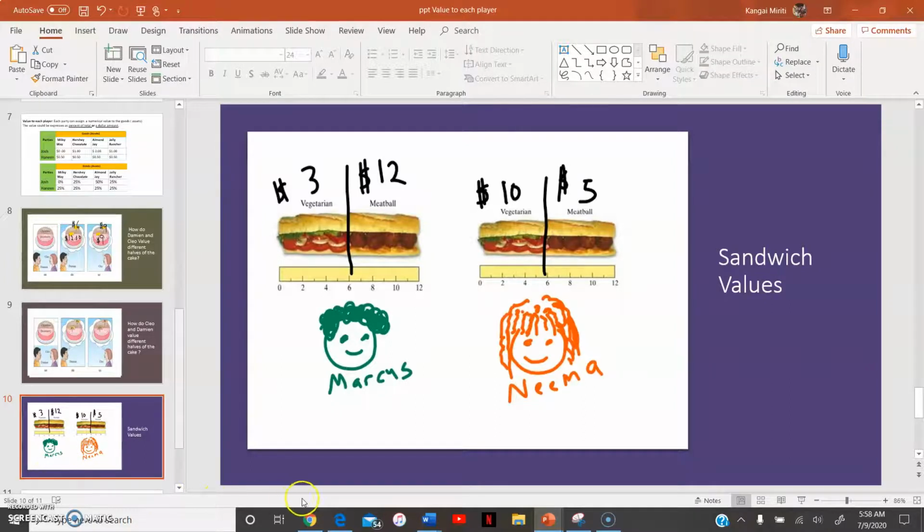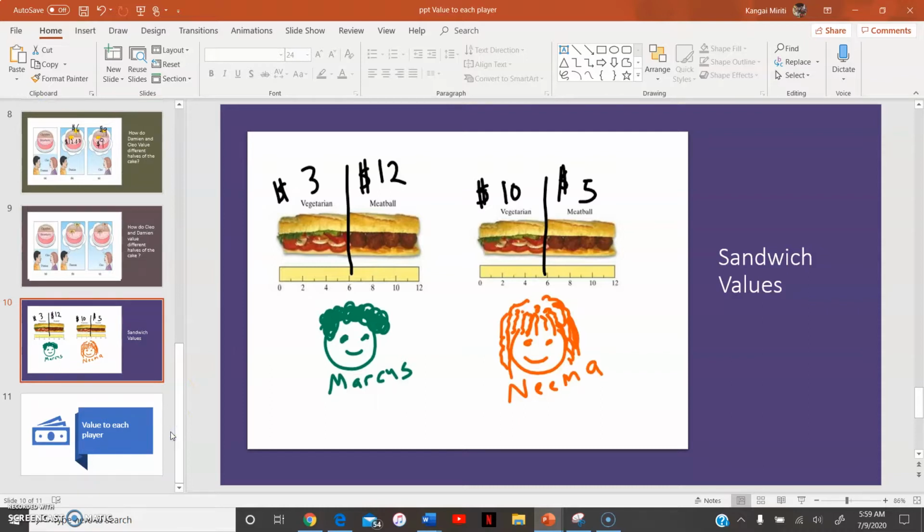And just one more looking at this valuing. There's Marcus, there's Nima. What are they sharing here? They have a sandwich that is half vegetarian, half meatball, but they value things differently. We can see here that Marcus values the meatball a lot more than the vegetarian. Matter of fact, 4 times as much. And we can see here that Nima values the vegetarian side more than the meatball side, twice as much. So this is a beginning of looking at the value to each player, and this is going to play into how we solve our problems.